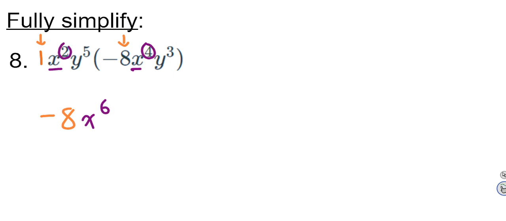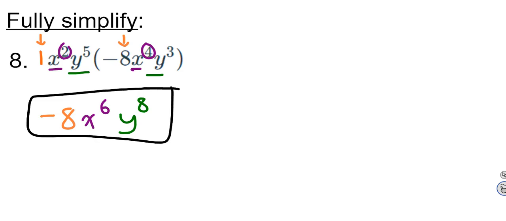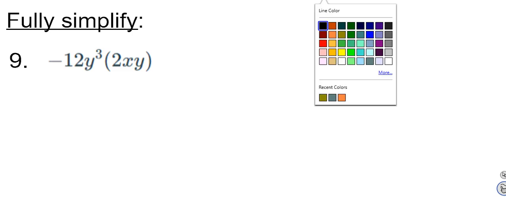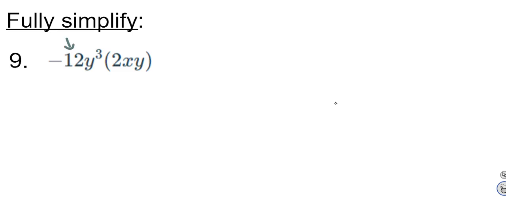And then we've got our y. We've got y to the 5th times y to the 3rd. So that's y to the 8th. This is what our Delta Math problems are going to look like. We can do them. Just remember that the rule for the numbers, it's always the same. Like for this, negative 12 times 2, that's always going to be negative 24.